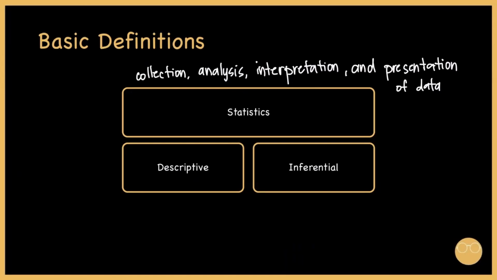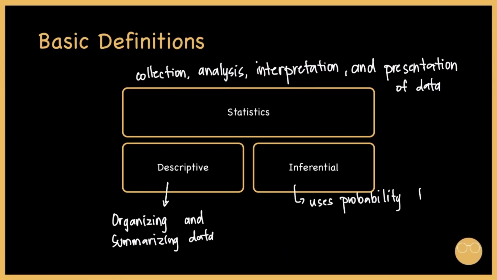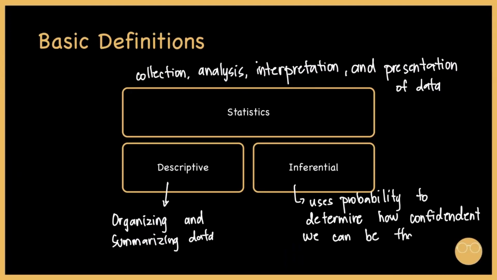Descriptive statistics involves organizing and summarizing data. There are two general ways on how you are going to summarize data. It can be by using graphs or numerical values, such as averages. The next one, inferential statistics, uses probability to determine how confident we can be that our conclusions are correct.